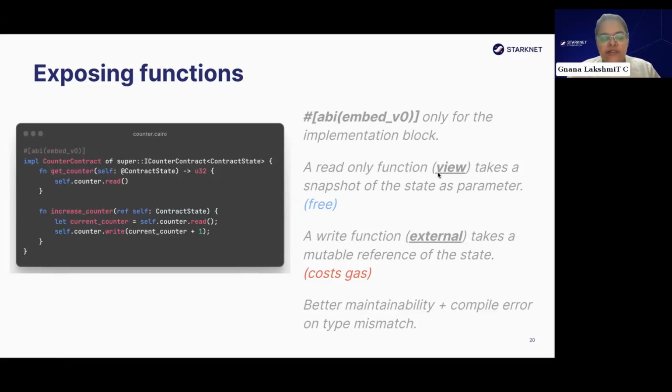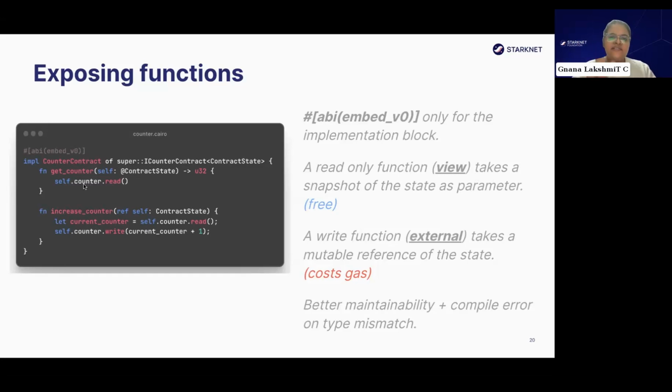So when you have a read-only function, that is a view function, you will see this format, which is self colon at contract state. So this self says that I want to access the contract state of this particular contract, which includes your storage variable, right? But I don't want to manipulate it. I just want to read it. So I'm going to access a snapshot of the contract state. So the at refers to a snapshot. So the read-only functions take a snapshot of this state as a parameter, and then you can read the value.